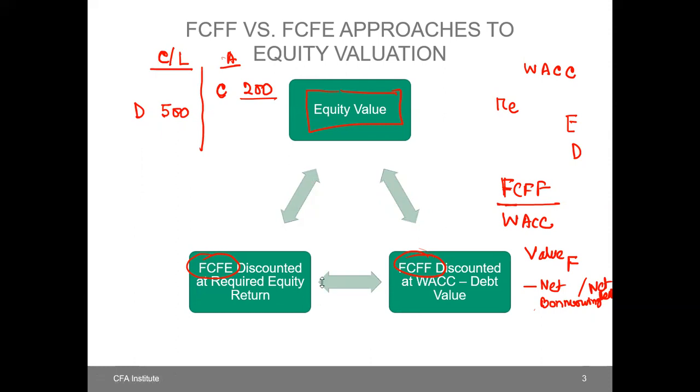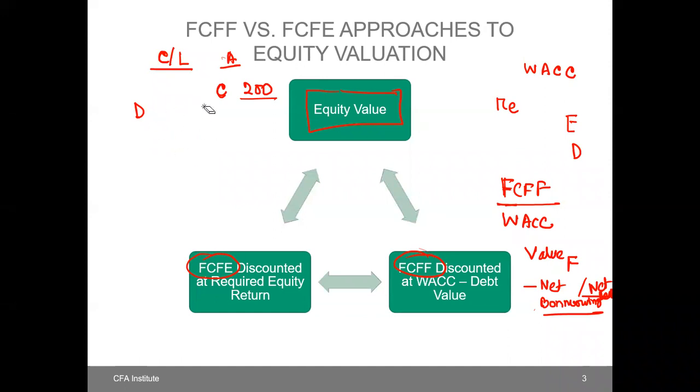With my cash balances, I can make repayment of 200. In that case, what is available? What is the remaining debt? This 300 is known as the net debt. Okay, the debt value adjusted for the cash balance.